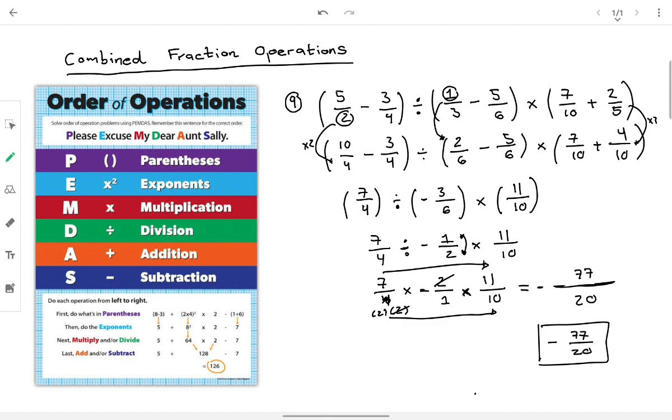So you are now able to do this type of operation. So let's go to the activity of combined fraction operations.